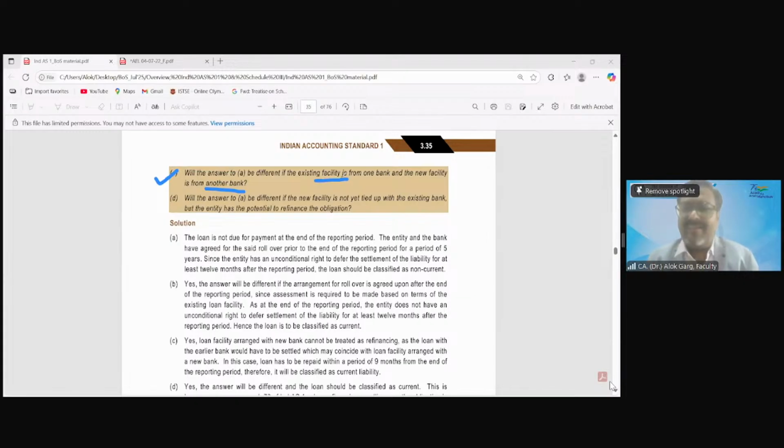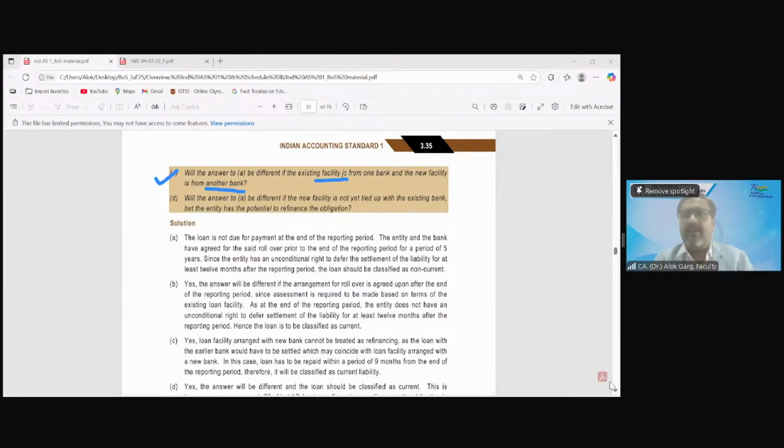Tell me. Then it will be a current liability only because there is a contract to repay and we cannot defer the contract. We have to pay within 9 months. And the new facility is a new contract. We also have to check that each loan will be considered as a separate aspect. We should not club both, because the loan provider is different. You are absolutely right.